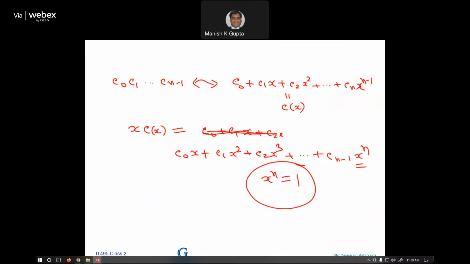x raised to n, right? Because the top was x raised to n minus 1. I am multiplying everything in C(x) by x. x times C(x) is x times C0 plus x times C1 x plus x times C2 x square plus dot dot dot plus x times C_{n-1} x raised to n minus 1, right?